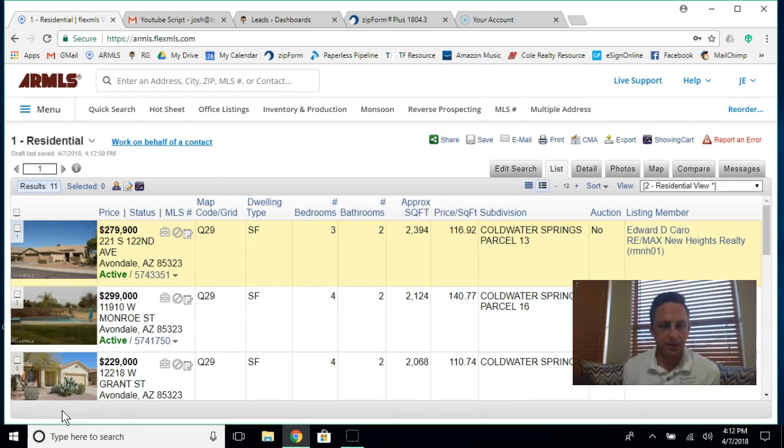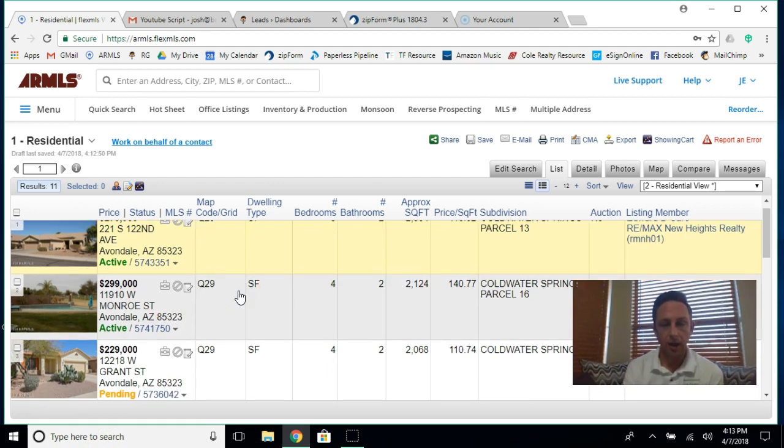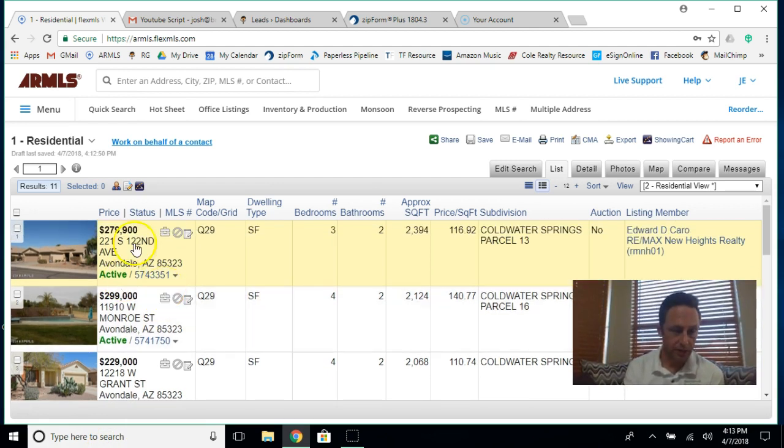Okay, Coldwater Springs is a unique subdivision in Avondale. It's a golf course community. And it happens to be one of the more affordable golf course communities, which is why a lot of people like it. So we were referring to a home, which was actually this one right here, 221 South 122nd. 2,400 square feet, only $116 a square foot, and it's a 3-bedroom, 2-bath, which seemed to be a good deal, which is why it jumped out at me when I was looking at another search. So I wanted to see if it was really a good deal.